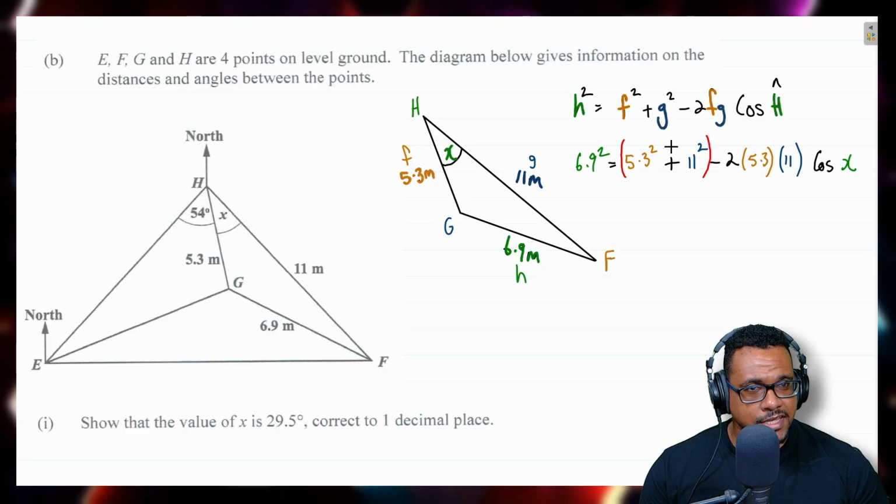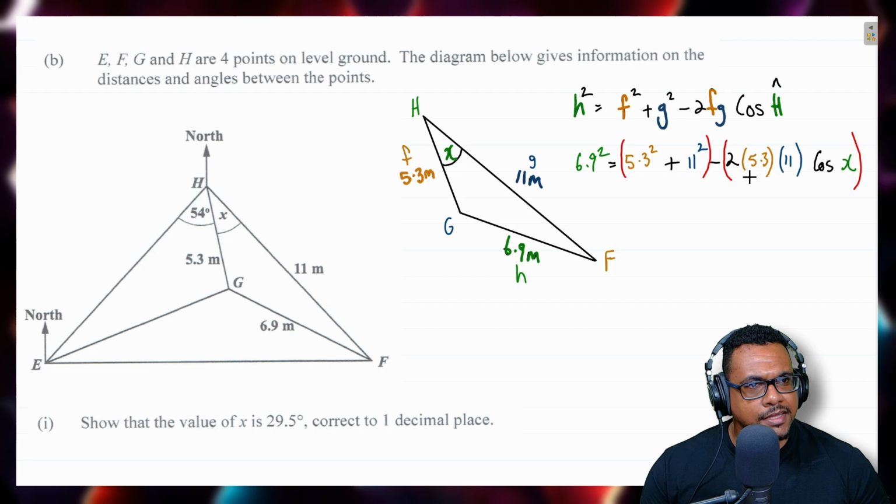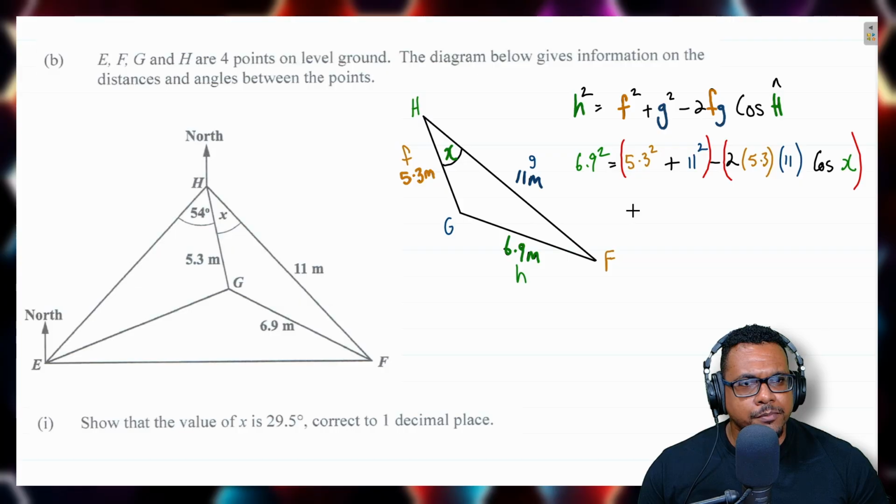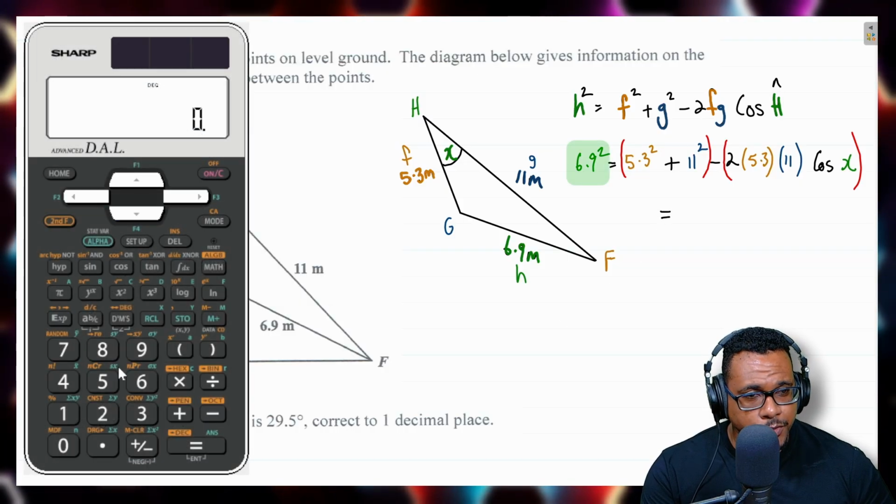So you're going to work out this, get the answer. And then we're going to work out this here, get the answer and write it down. Now, we can't get a full whole number for this because we are finding the cosine x. All right. So I'm going to put my equal sign. So I'm working out the 6.9 squared. So 6.9, we square that.